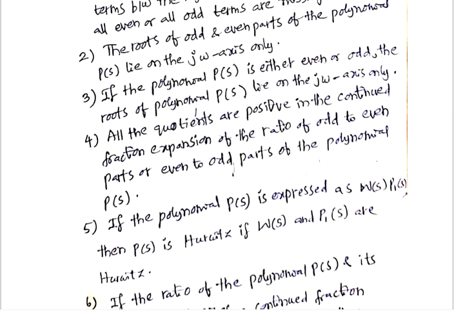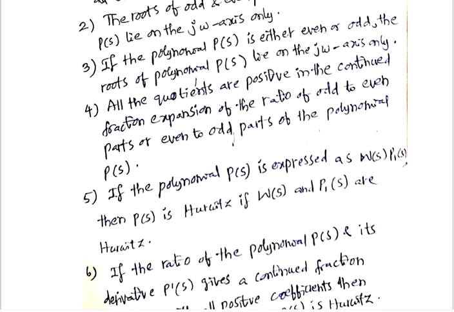Now the third property is that if the polynomial p of s is either even or odd, the roots of p of s should lie on the j omega axis only. If p of s is not even or odd, we have to determine the roots of the odd and even parts, and they should lie on the j omega axis. And even if the given polynomial has only even terms or only odd terms, the roots of the polynomial should lie on the j omega axis.